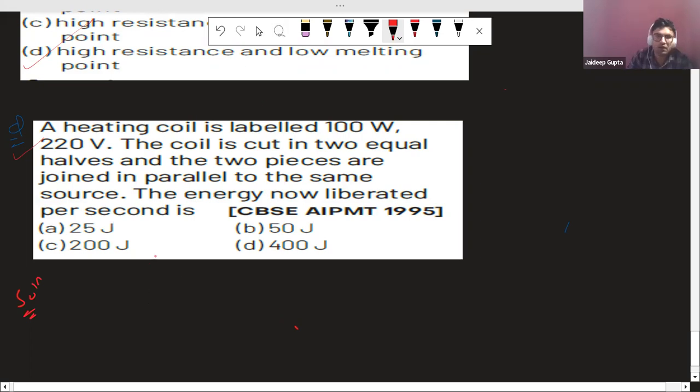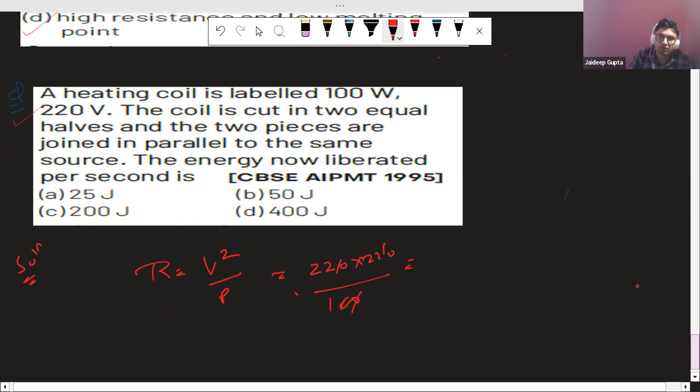How to do it. A heating coil is labeled 100 watt, 220 volt. The coil is cut into two equal halves. So first of all, we have to calculate the resistance. Resistance equals V square over P. What is V? 220 into 220 over 100. 22 into 22 is how much? Anyone? Saifullah? 484. 484.